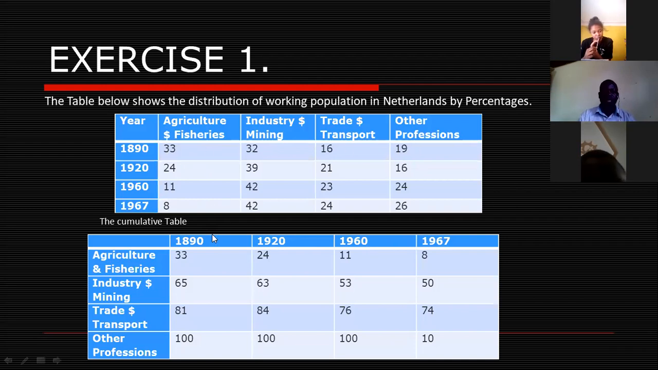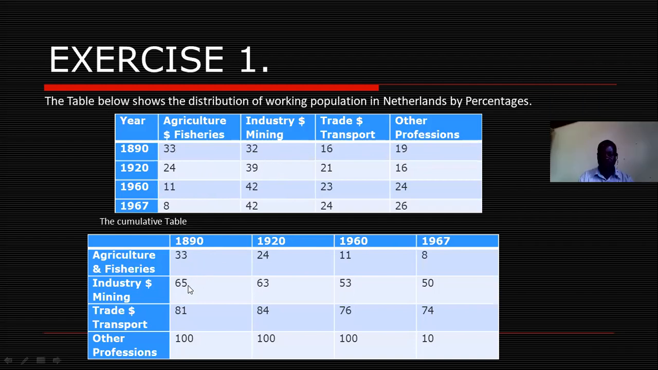horizontally. So for us to be able to get the cumulative table, we shall write here: cumulative table, because in the marking we must have it, and it must be there. So we are going to get 33 as our initial one for agriculture. When we get 33 plus 32, we get 65.